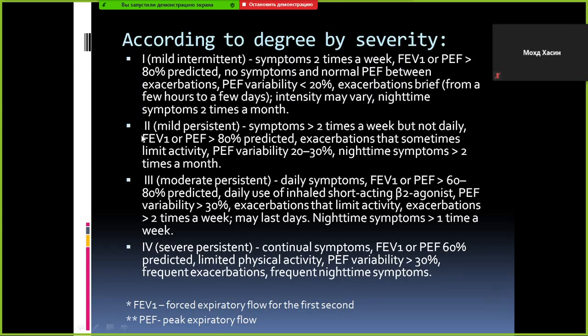And we also need to perform spirometry, because we must know the level of forced expiratory volume in the first second, because according to the level of this spirometry parameter, we divide bronchial asthma into degrees of severity. And we must learn this classification according to the degrees, because according to this classification, we start initial treatment of our patient. That is why without knowledge about the degree of severity, you can't start proper treatment of the patient.